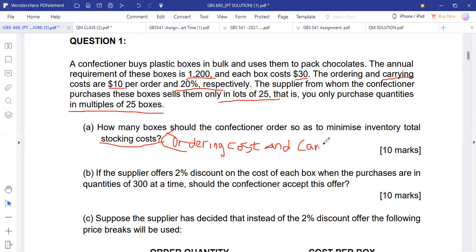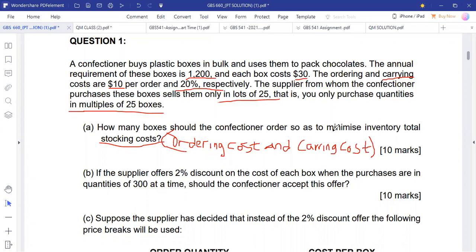So when you're carrying out stock taking in every organization, we look at what we actually carried to today plus what we have ordered today. That is on the total stocking cost. So we have been given the information there that we need to go a little bit deeper. So that's for part A. We need to find how many boxes the confectioner should order to minimize the inventory cost. That is the aspect of the ordering cost and the carrying cost.